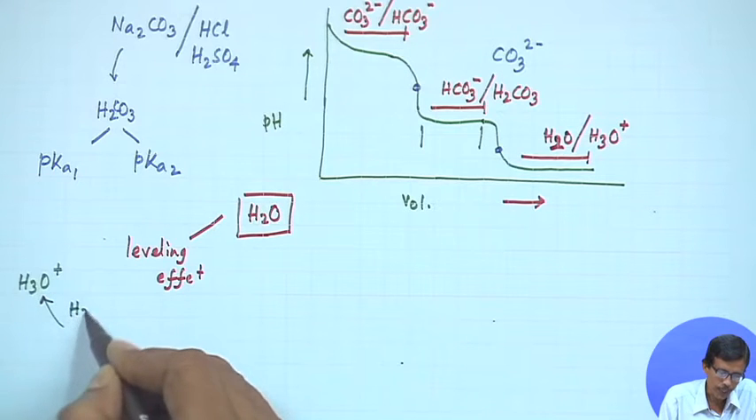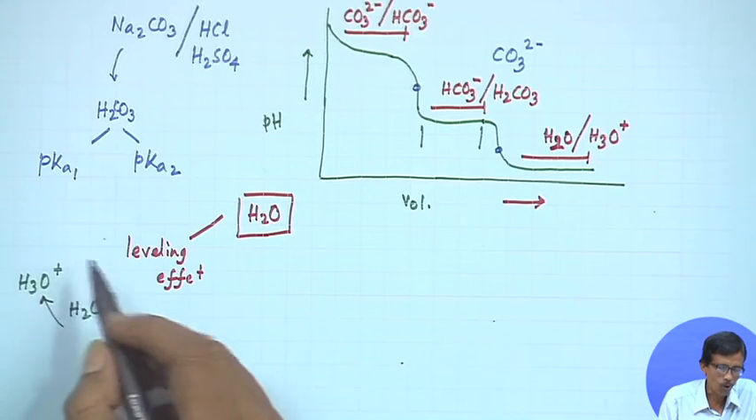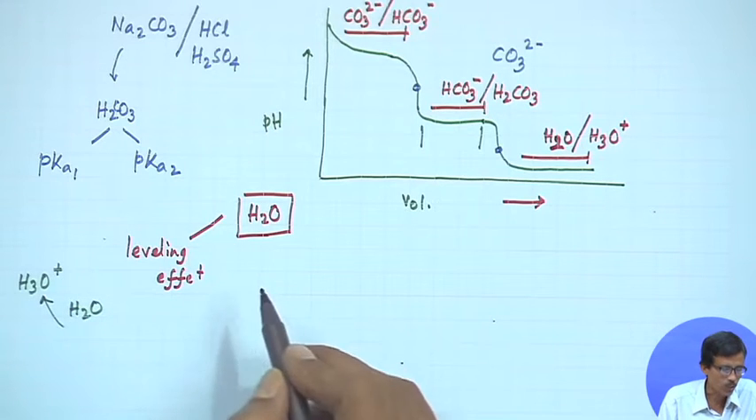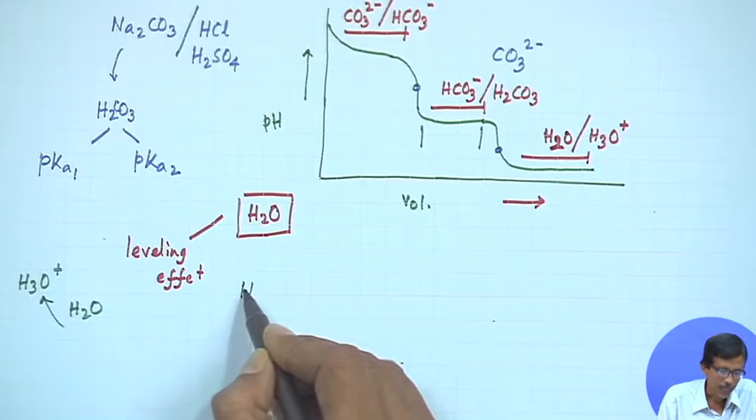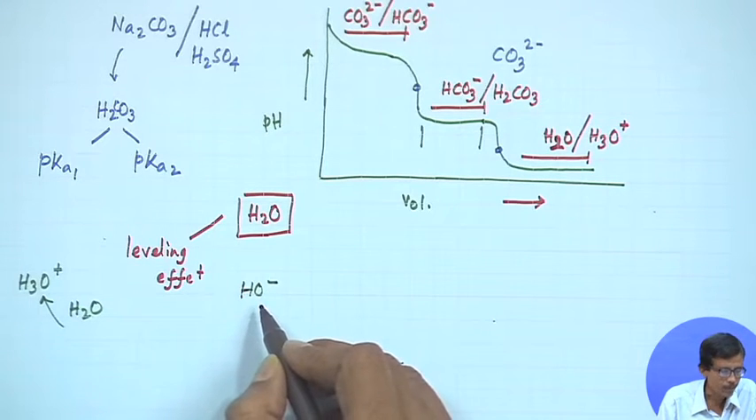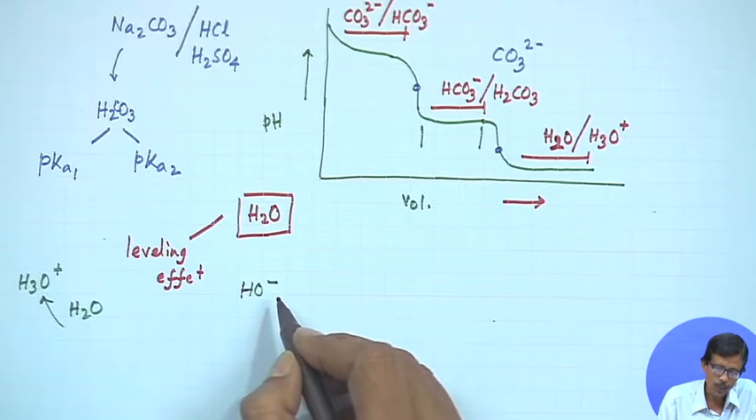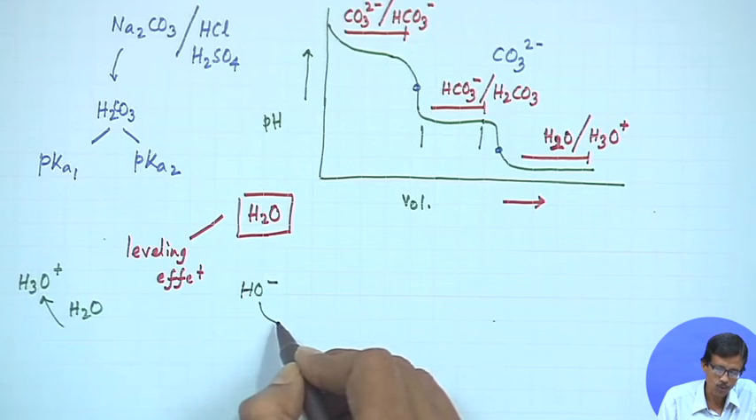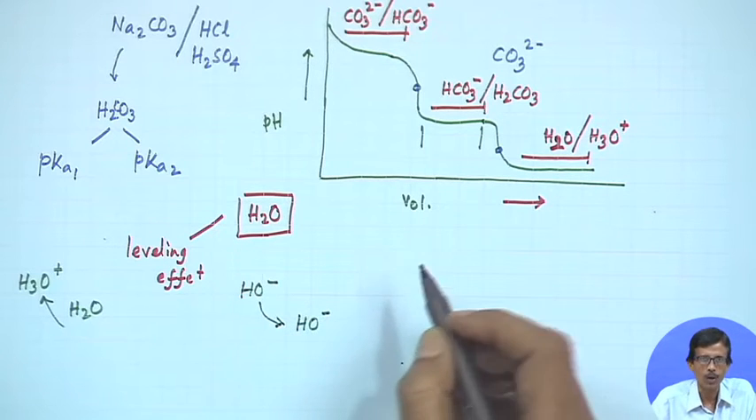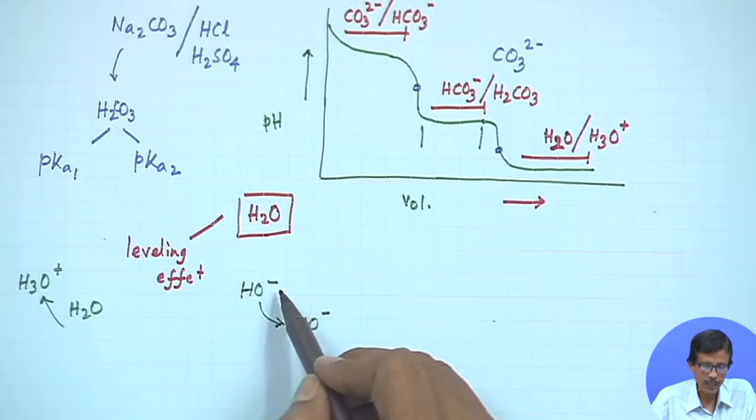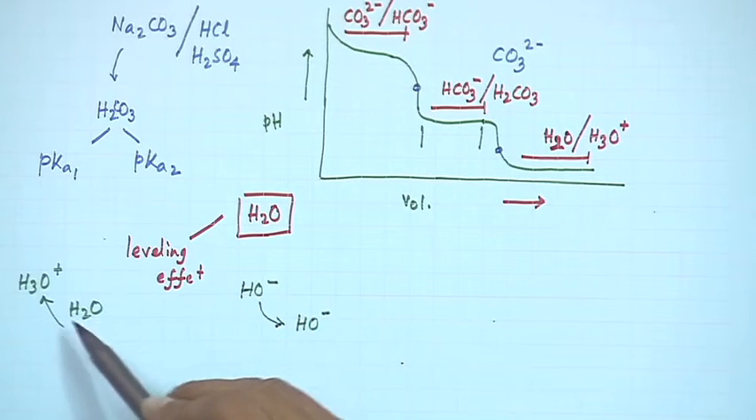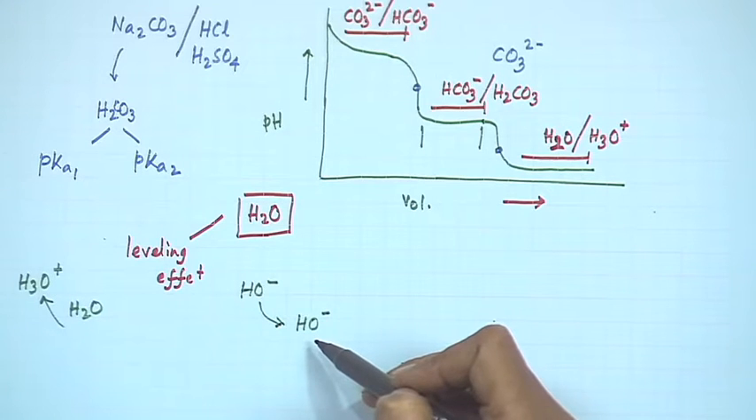So, it will be donated to water, giving rise to all these H3O plus. Similarly, any base which is more basic than HO minus, the hydroxide ion derived from the water, will take off the corresponding proton from the water molecule. So, it will form more and more hydroxide ion from the water molecule. So, water can play the dual role of accepting the proton and donating the proton to the system.